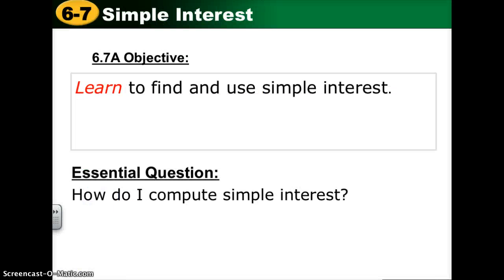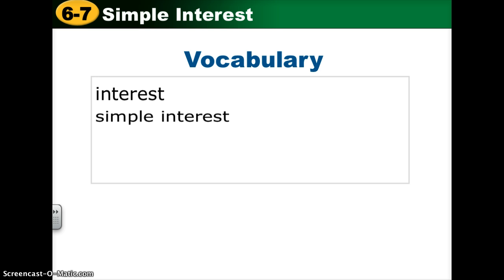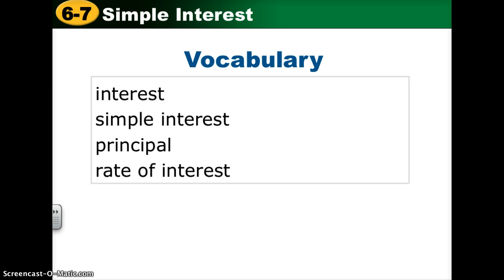Welcome to Chapter 6, Section 7, Part A. Our objective in Part A is to learn to find and use simple interest. So our essential question, how do I compute simple interest? Key terms: interest, simple interest, principal, and rate of interest.